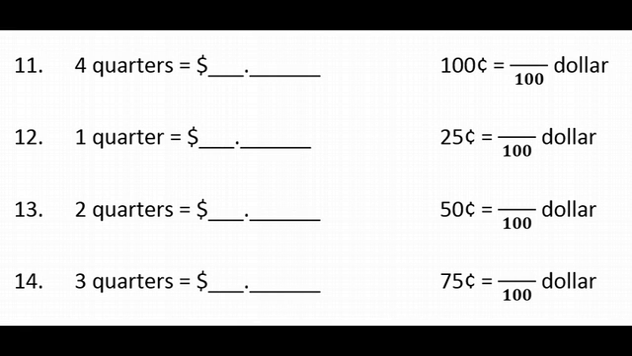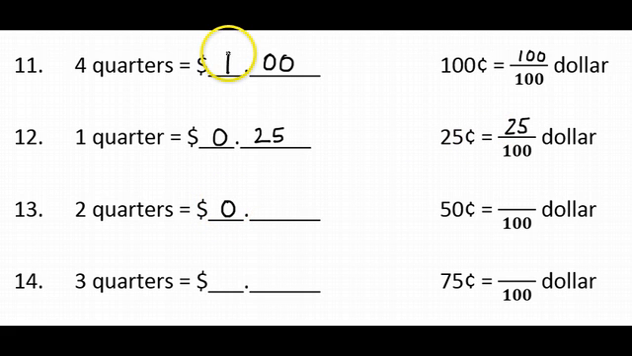In the next section, we're going to show how money is written using quarters. The first problem shows us 4 quarters. Well, it takes 4 quarters to make $1. So $1 written as a decimal is the same thing as 100 cents or 100/100ths of a dollar. So it's 1 full dollar. 1 quarter is 25 cents. So I'll write that as a decimal. 1 quarter is the same thing as 25/100ths of a dollar, since it's 25 cents out of the 100 cents that makes a dollar.